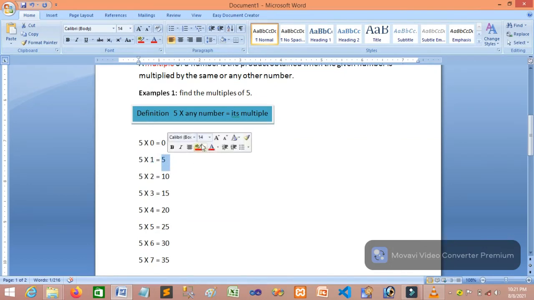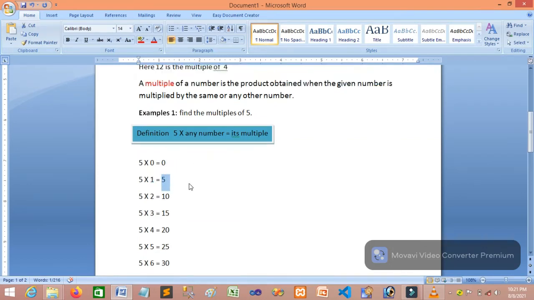So what is the multiple of 5? A given number is the product obtained when the given number is multiplied by the same or any other number. Means if you want to find out 5 multiple, you can multiply any number, you get some product. That product we call a multiple.